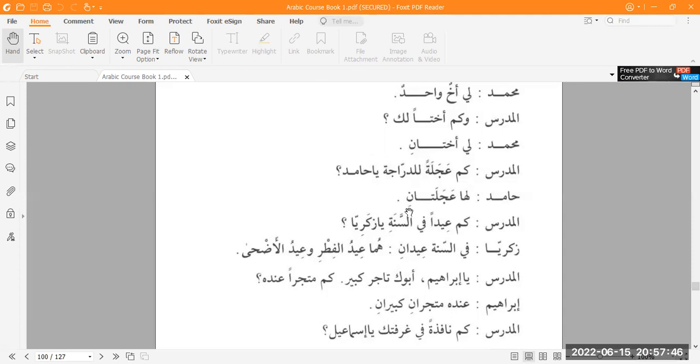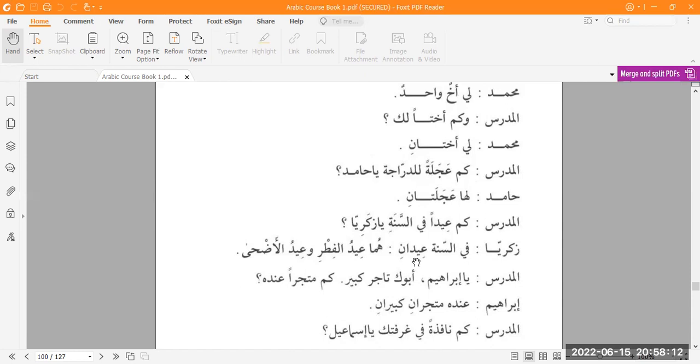Ajalatun, ajalatani, ukhtun, ukhtani. So to change words from singular to dual is the easiest thing in the world. So you can tell whether it's a feminine word like this, but still it becomes ajalatani. And when it is a masculine word like the word aidun, once again, aidani. So singular to dual, very easy.